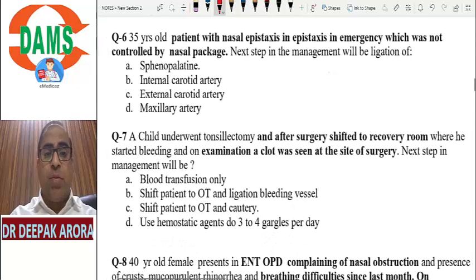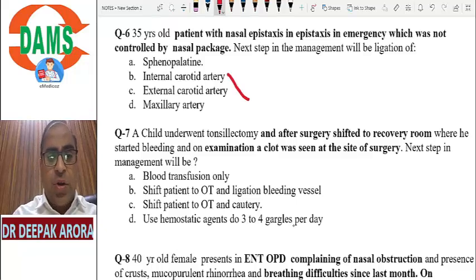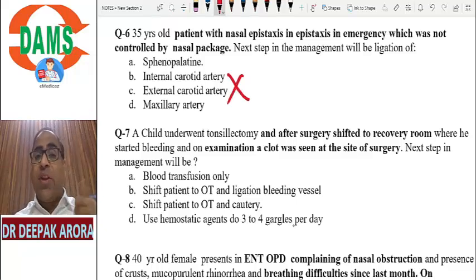Coming to the next MCQ. A 35-year-old patient with epistaxis in emergency, which was not controlled by nasal packing. So the patient is not responding to the initial method. What is the next management? Ligation of external carotid, internal carotid, not at all. Will you ligate sphenopalatine or maxillary? Obviously, I will go for sphenopalatine first. It is the artery of epistaxis.